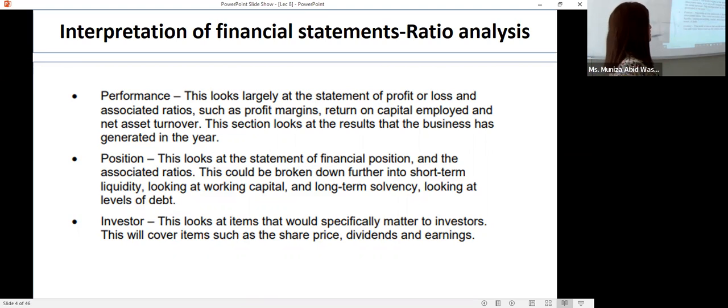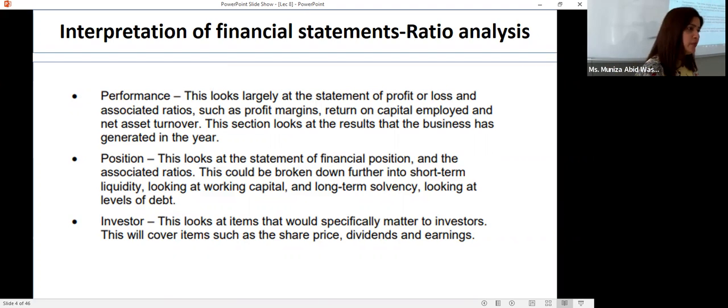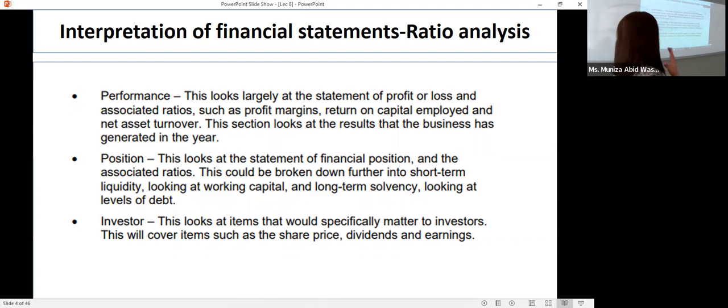Then the last one, investors. This looks at the items that would specifically matter to investors. This will cover items such as share price, dividends, and earnings. So in this portion, we are going to cover those ratios which are of primary importance for the investors and potential investors of the company. Those who are already investing in the company and those who are interested in investing will be using these ratios, such as earnings per share, dividend yield, dividend per share, etc. So these will be primarily used by the investors and potential investors of the company.